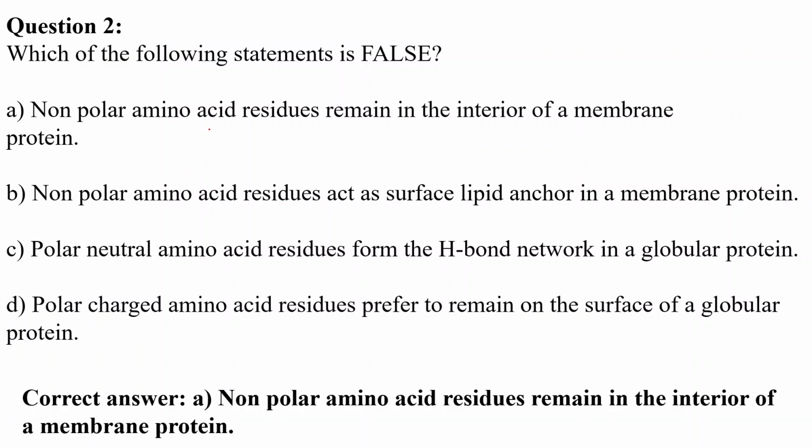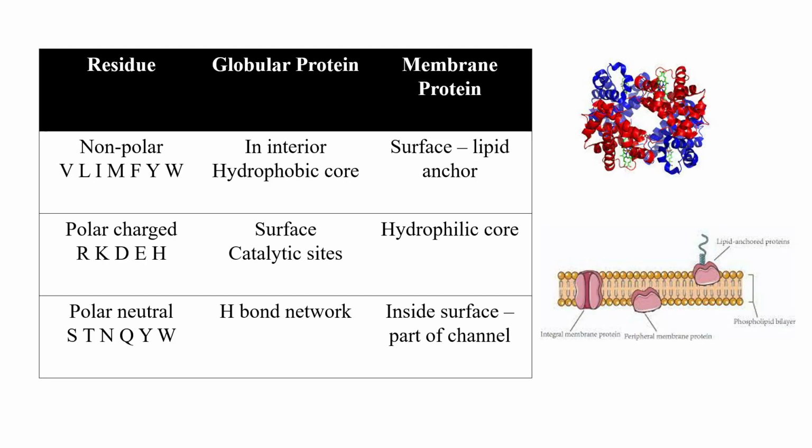So non-polar amino acids act as surface lipid anchor. So what is a membrane protein? You said option B, so we'll start with this only. If you see, a membrane protein is basically a protein that is anchored in the membrane. Here in the figure, these are the membrane proteins.